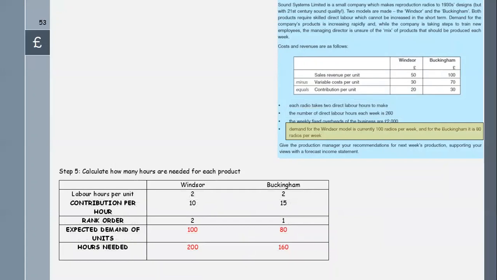Step 5, calculate how many hours are needed for each product. The question tells us we expect demand of 100 Windsor and 80 Buckingham. It takes 2 hours per unit, so for Windsor that's 200 hours needed, and Buckingham 160 hours needed. If we were to make all the radios, we would need 360 hours. However, we've only got 260. That's why we need to look at this rank order to decide which ones to prioritize.